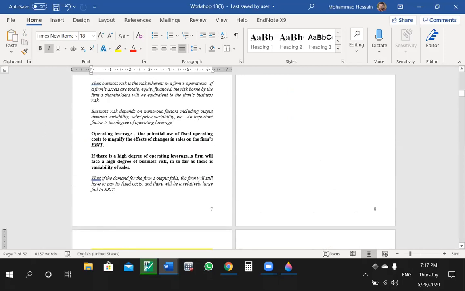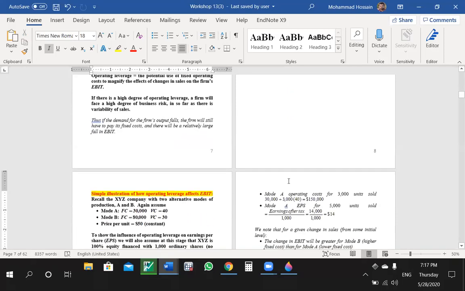Another topic you need to discuss here is operating leverage. Like I said, operating leverage means the potential use of your fixed operating cost. If you use your costing so efficiently, you will make a profit. EBIT will be increasing, EPS will be increasing.